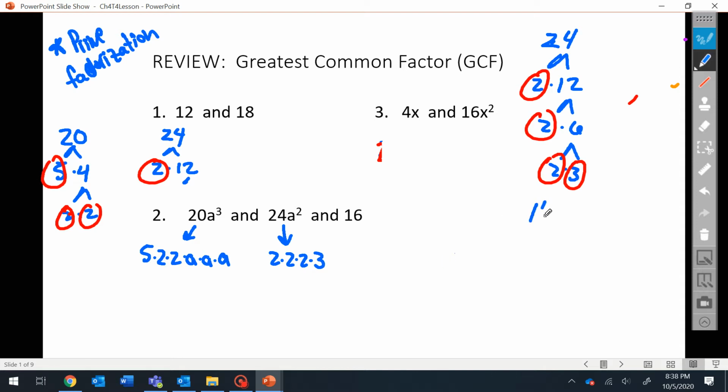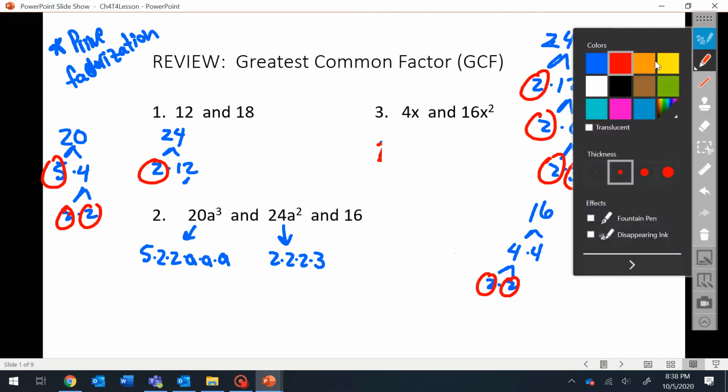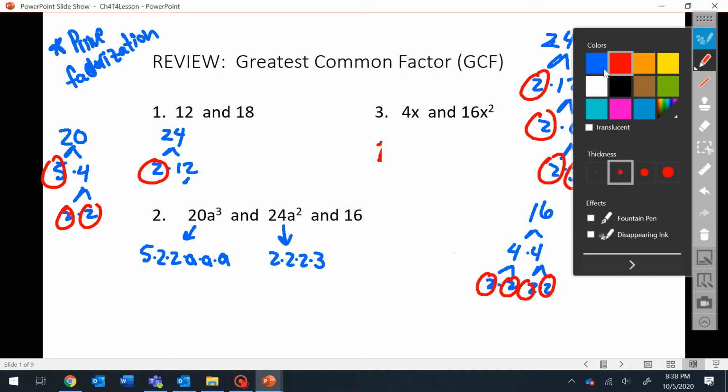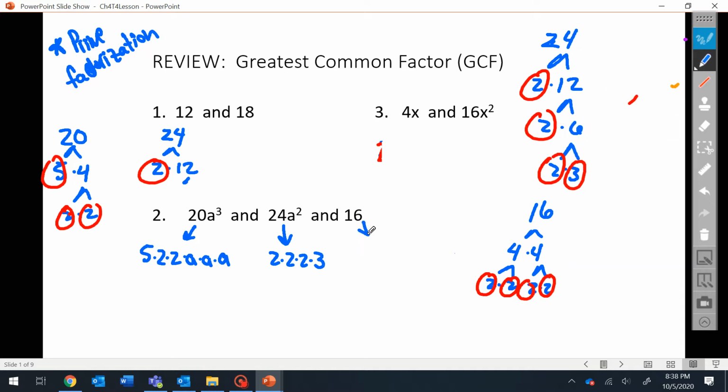And then 16 breaks down into 4 times 4. Now, neither of these are prime, so I need to break them both down. 4 breaks down into 2 times 2. So I can circle those. Any number that you don't circle needs to be broken down. And this breaks into 2 times 2 as well. So both of those 4's needed to be broken down. It breaks down into 4 2's. So 2 times 2 times 2 times 2.